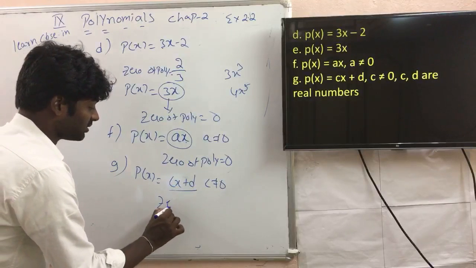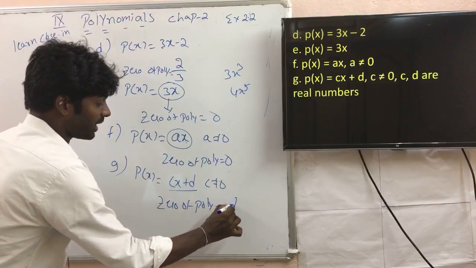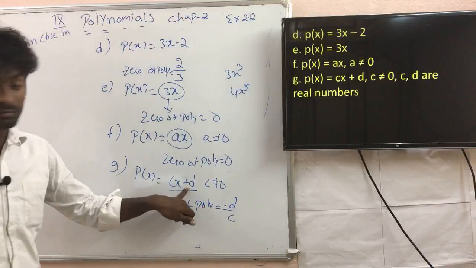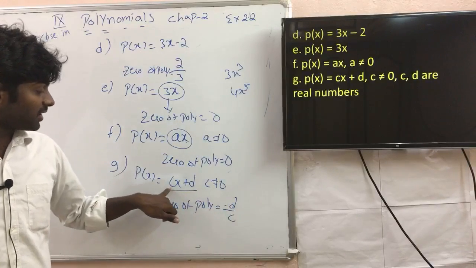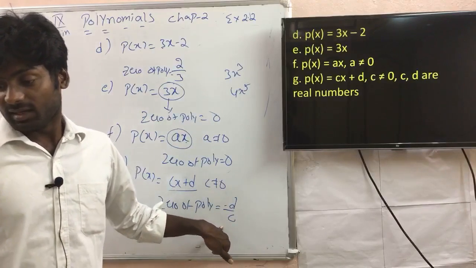Yes, 0 is nothing but minus d by c. In the place of b, given d, in the place of a, given c, so minus d by c. Very good, Shivam, minus d by c.